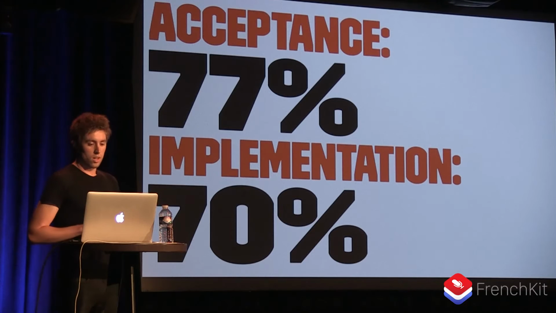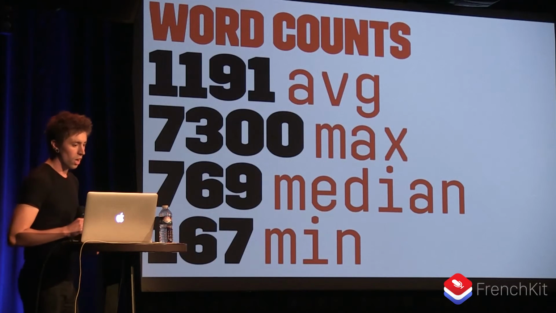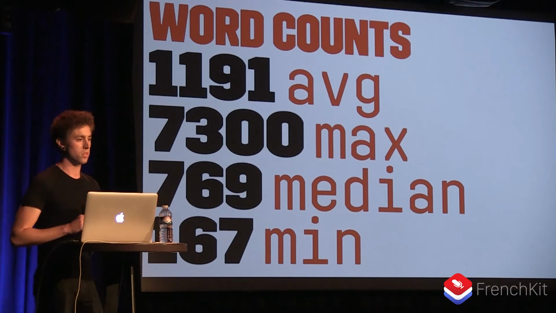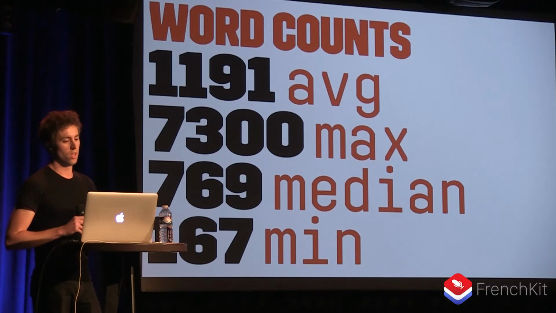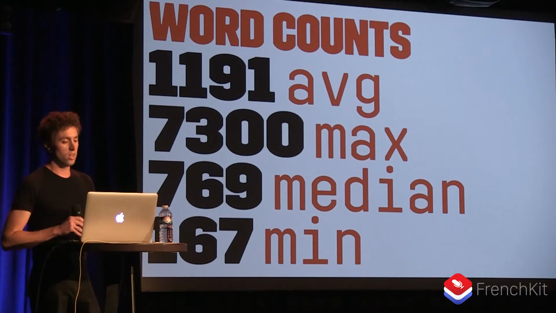So not too bad considering how many there were. We can look at word counts. On average, a proposal is almost 1,200 words. The longest proposal was over 7,000, and the shortest proposal was less than 200.